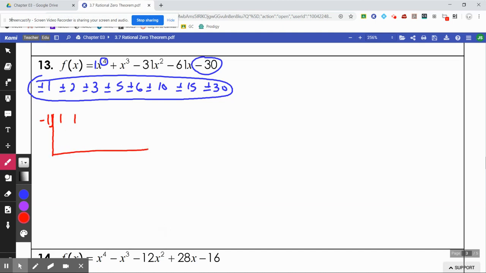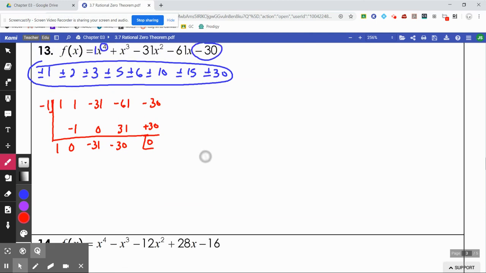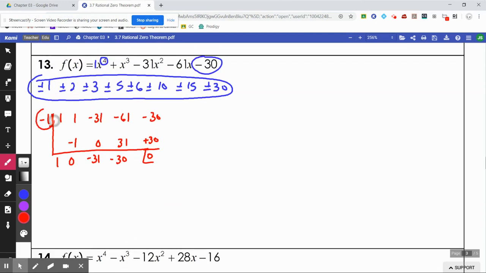1, 1, negative 31, negative 61, and negative 30 are our coefficients. 1, negative 1, 0, 0, negative 31, 30, 31. That'd be 30 here, negative, or that, hang on just a second. That should be a negative 30 there, which makes this a positive 30, which gives me a 0 here. So what you've done, you have now found one of your roots. You divided by x plus 1 to factor this function.